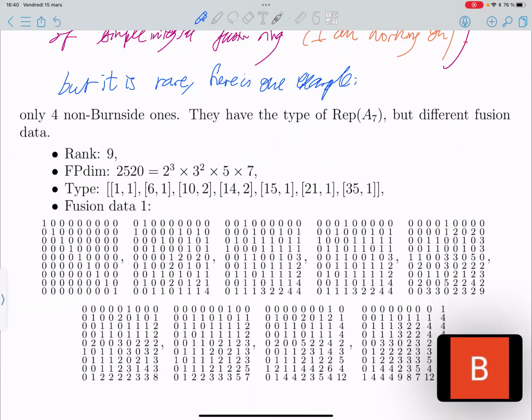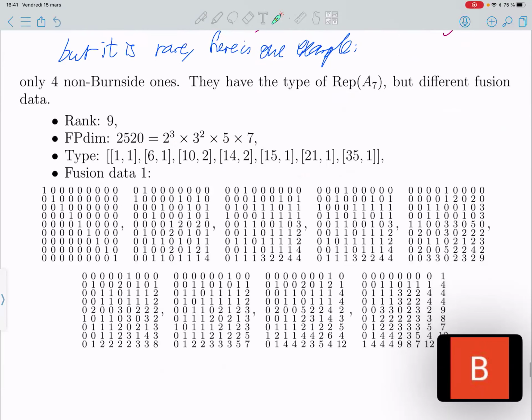So this example is isotype to the Grothendieck ring of that. So you have the category of representations of the alternating group A7. You have its Grothendieck ring, and it is of rank 9. The Frobenius-Perron dimension is 2520, and this type, so the Frobenius-Perron dimensions of the basic elements, have multiplicity 1, except for this one. So you have some variation. So for this type, you can have several possible fusion rings.